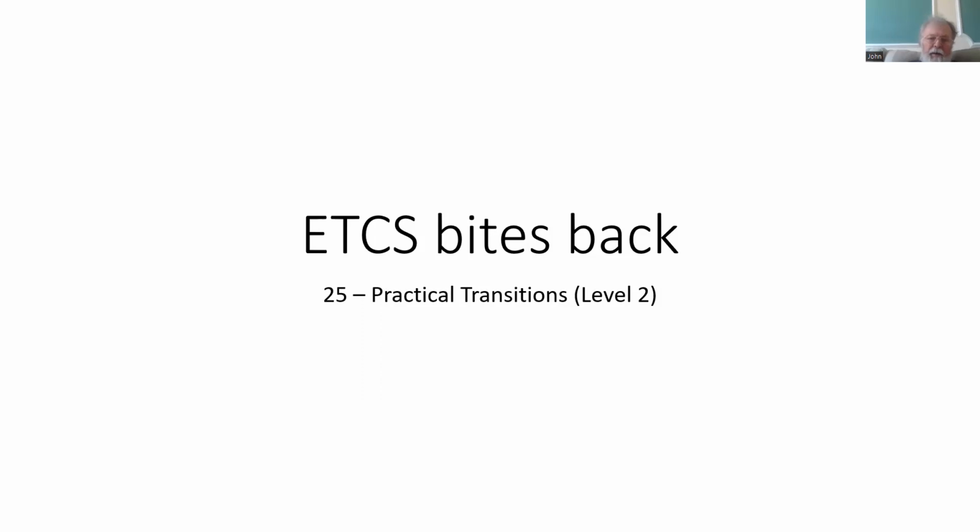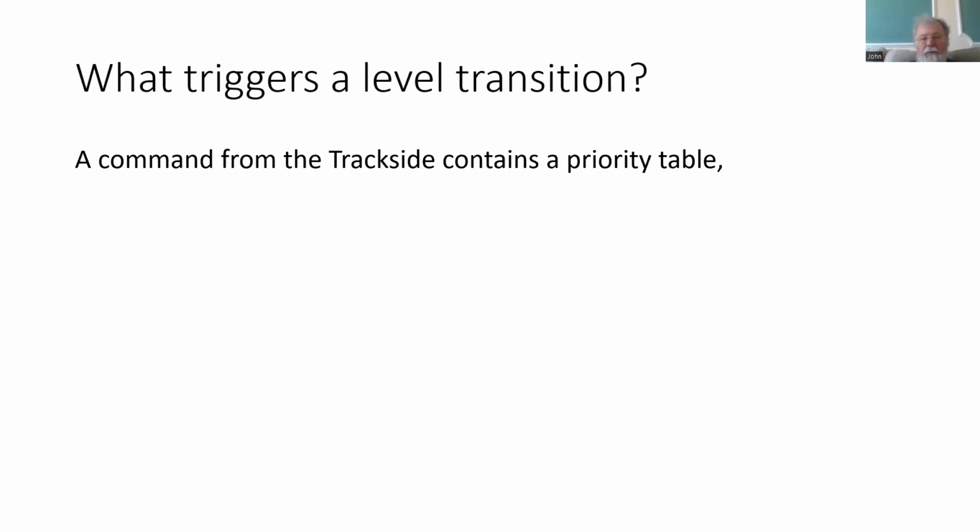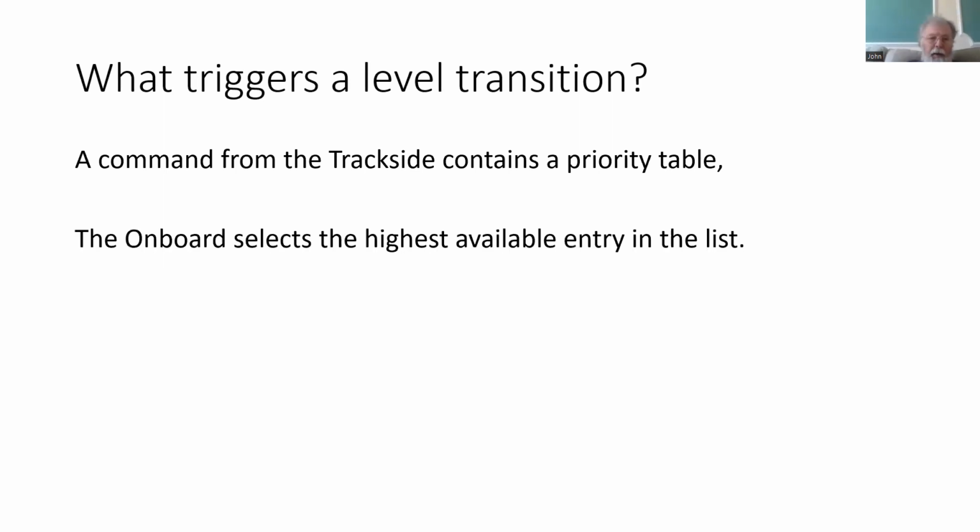So welcome back, and let's have a look at transitioning into ETCS, but this time into level 2. So what triggers level transitions? Well, it is a command from the trackside, and that command includes a priority table. And it's up to the onboard to select the highest available entry in the list.